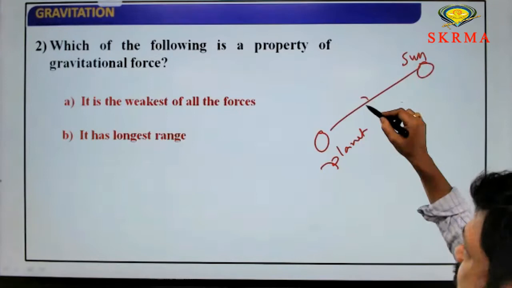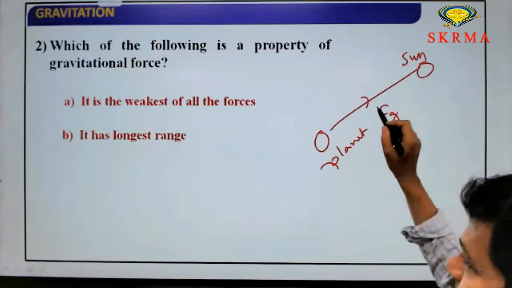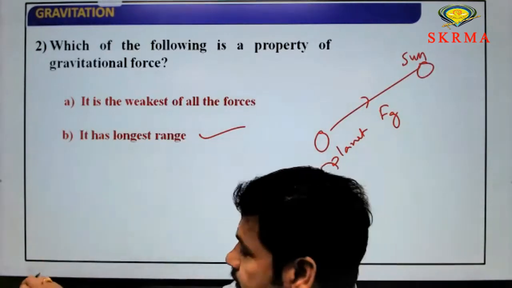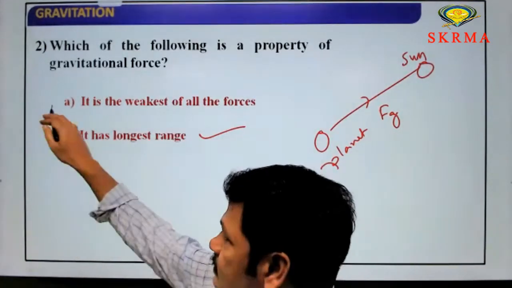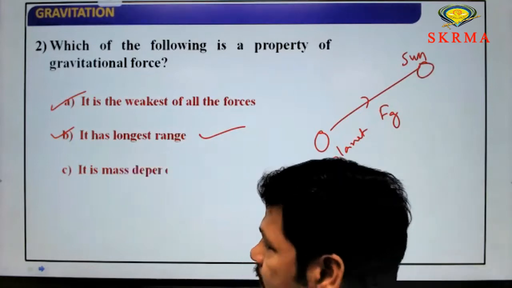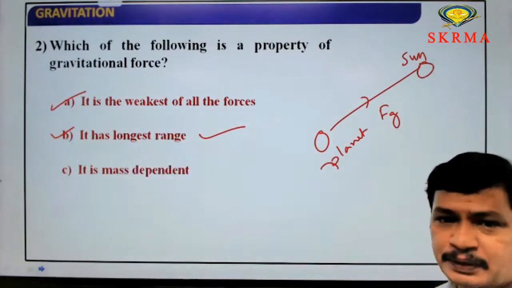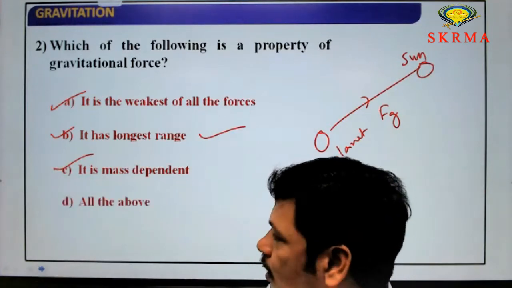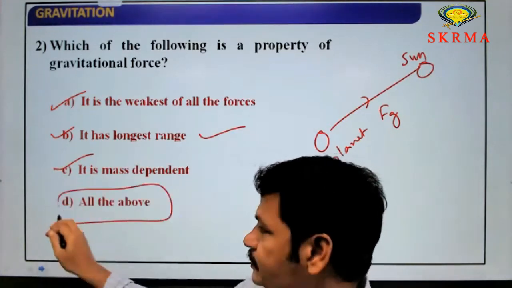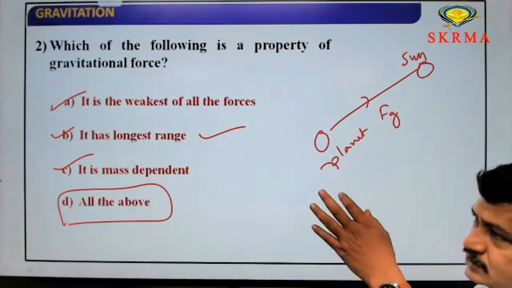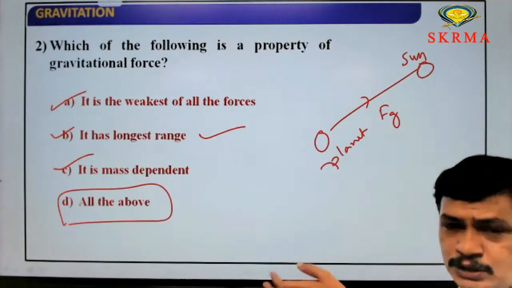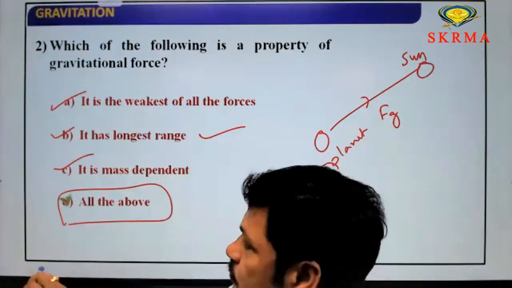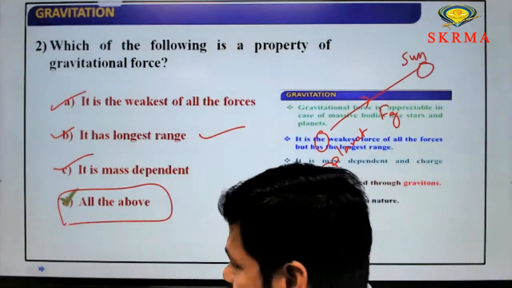There exists a gravitational force. These are said to be long range forces. This is also a correct option. The next one is, it is mass dependent. This is also a correct option. All of the above. The correct option is D. This is a basic question on the properties, or the nature, of gravitational force.